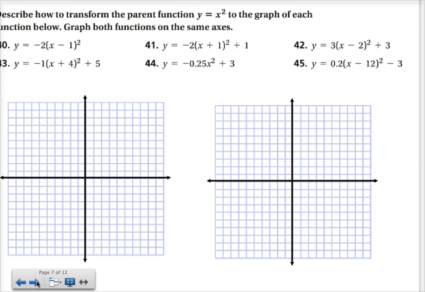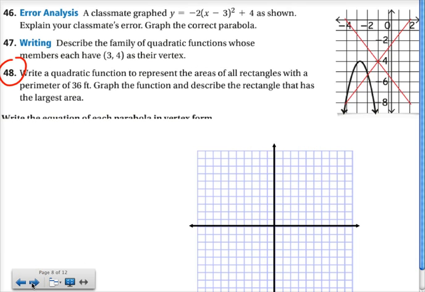Then, the next problem that I thought you might have a little trouble with is really the same as the gardener and the fence problem. That's number 48. So maybe if you watched the gardener and the fence, then you might not need this one, which would be great. But number 48 says, write a quadratic function to represent the area of all rectangles that have a perimeter of 36 feet. They want you to graph the function and describe the rectangle that has the largest area.